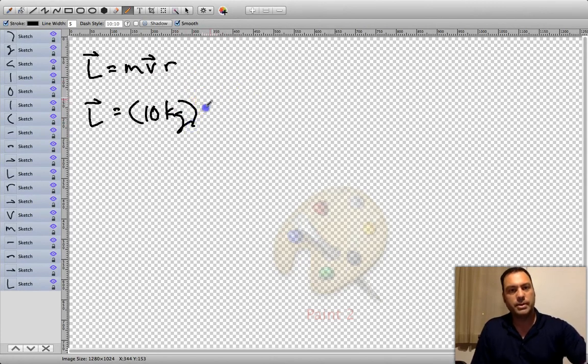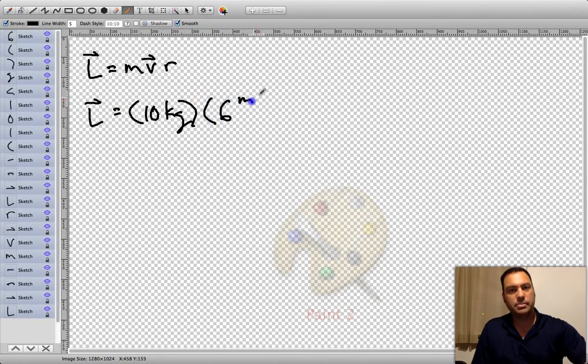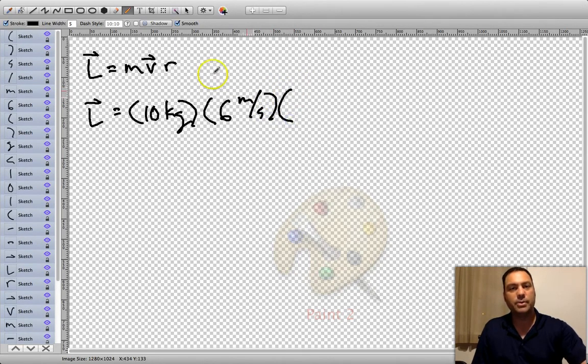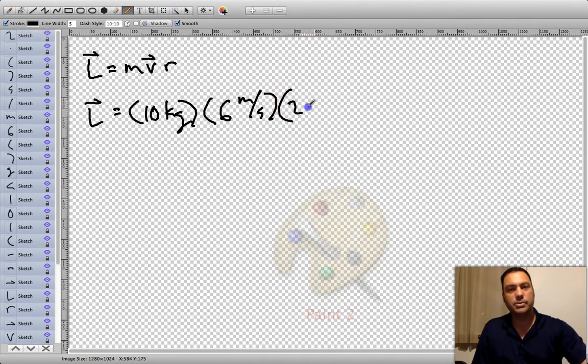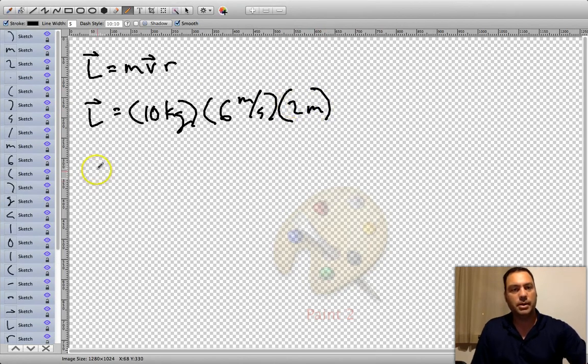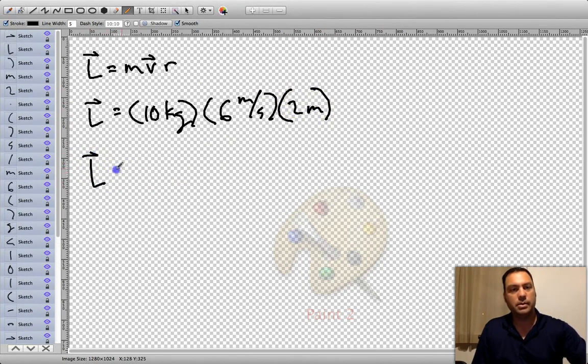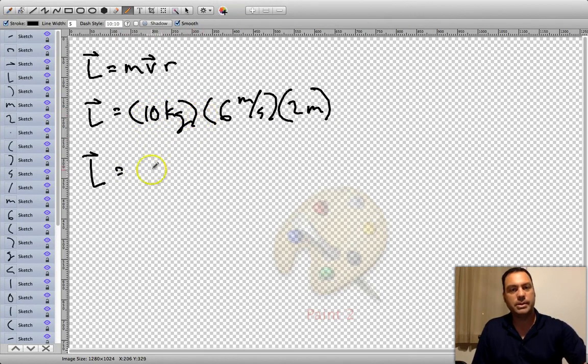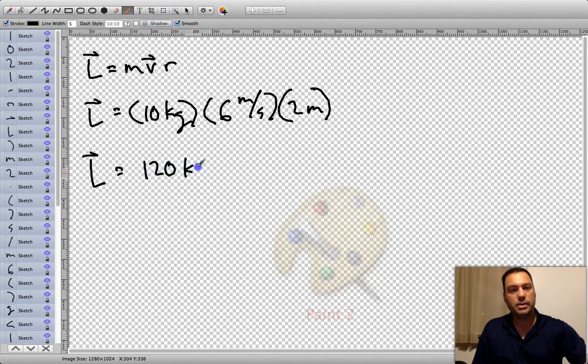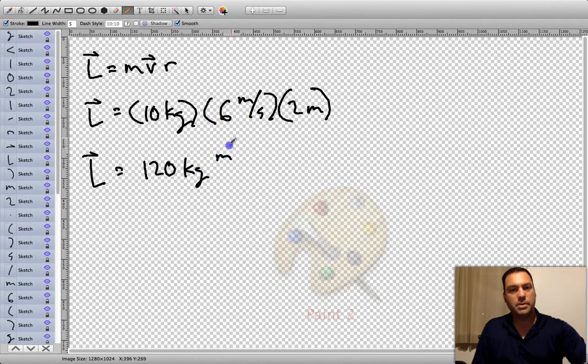Do we know the velocity? Yeah, it was 6 meters per second. Do we know the radius? Yeah, we knew the radius too, right? That was 2 meters. All right, so L equals, what's 10 times 6? 60 times 2, 120 kilogram meters squared per second.